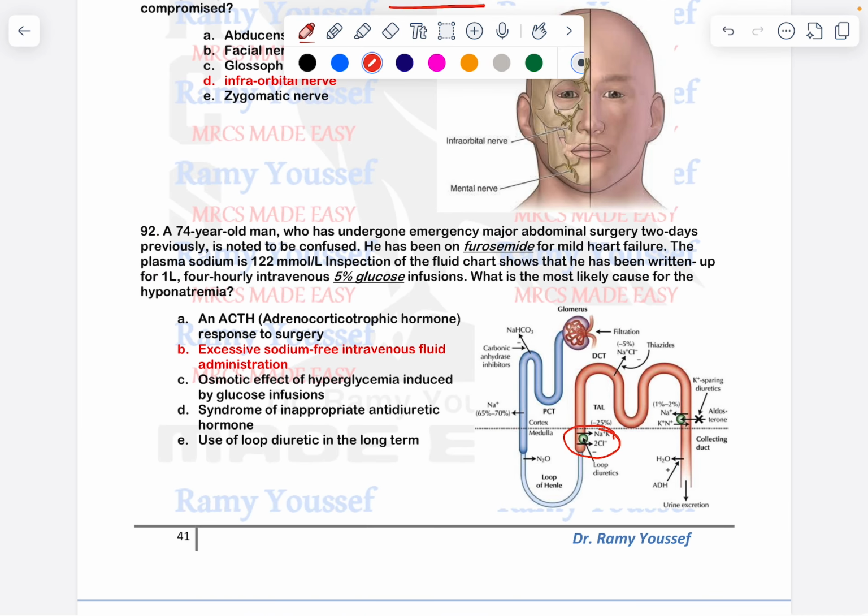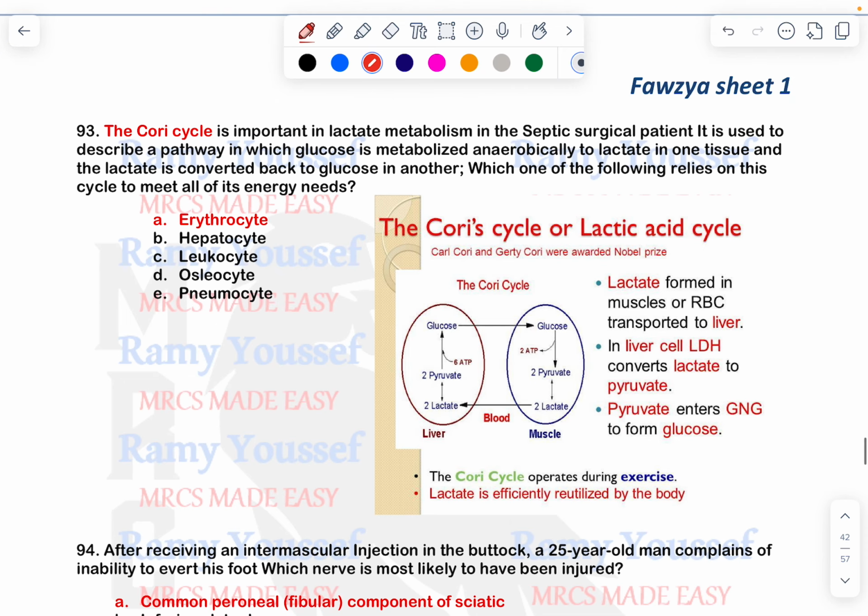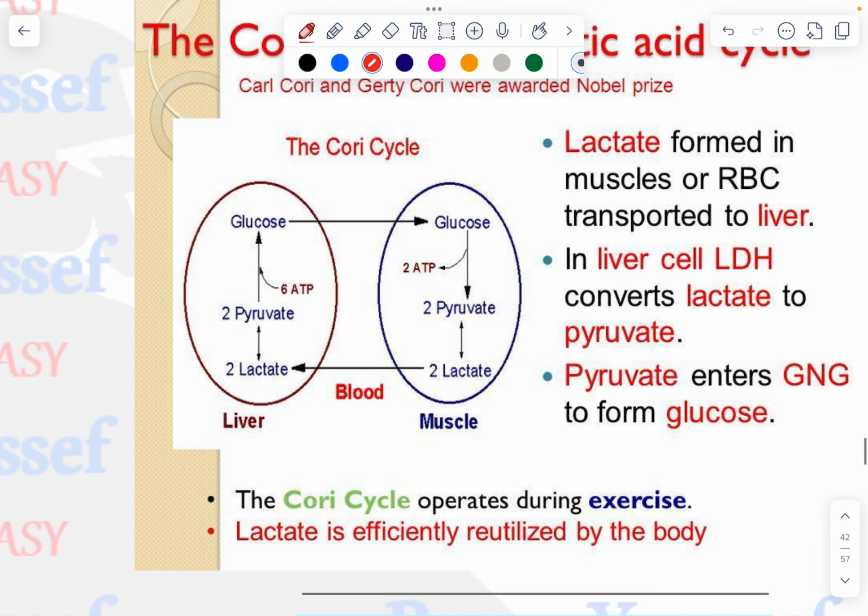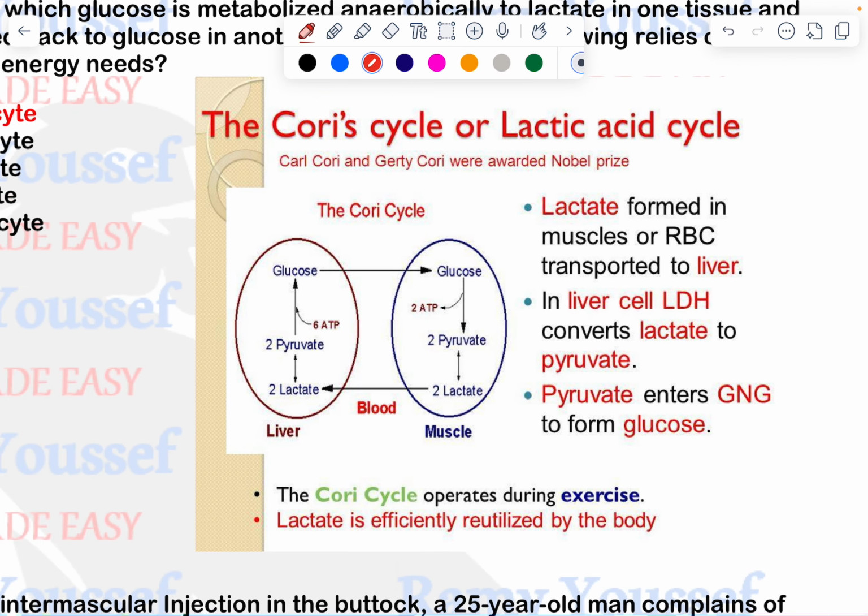Which of the following relies on the Cori cycle? It is erythrocytes. So what is the Cori cycle? What happens in the liver and what happens in muscle? Glucose is converted to pyruvate and lactate in muscle. So it goes into the blood, lactate is converted to pyruvate and ATP is required. Lactate is formed in muscles or RBCs. So this is the anaerobic cycle.